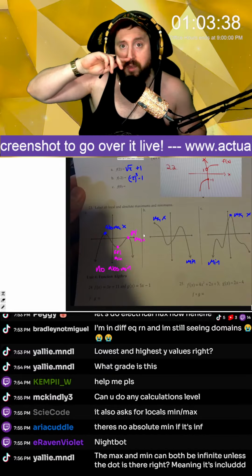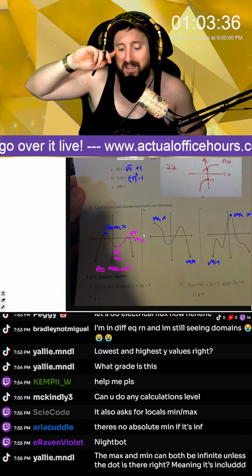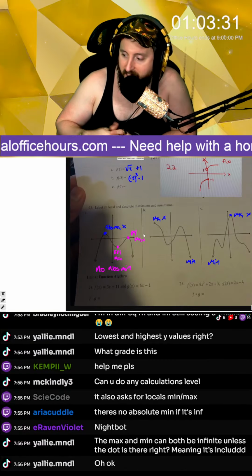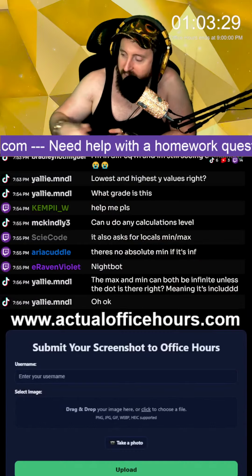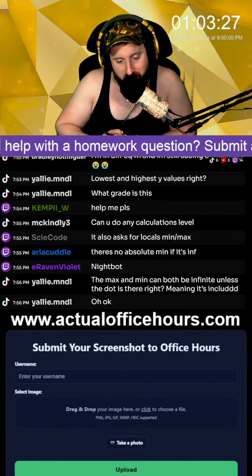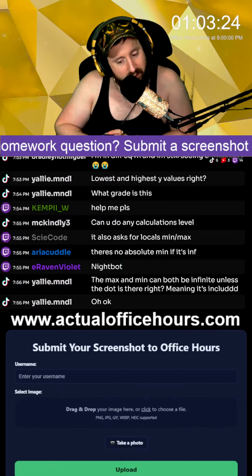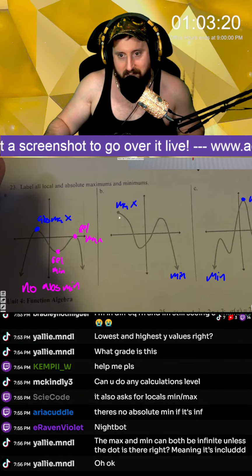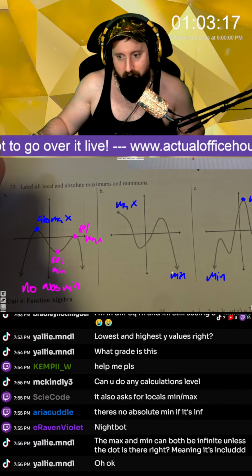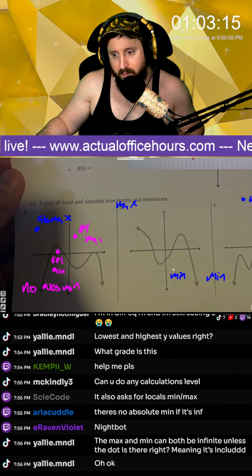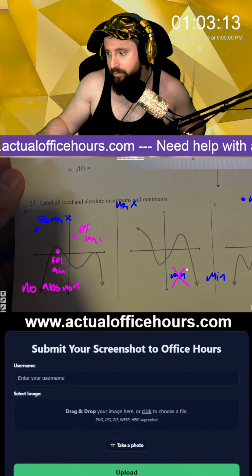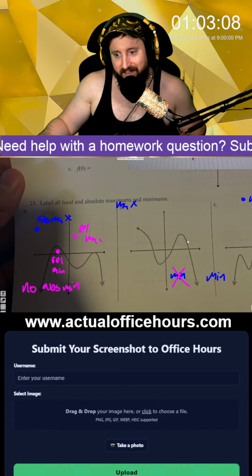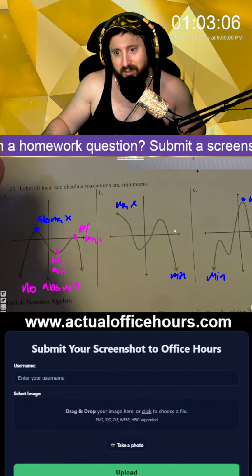The max and min can be both infinite unless a dot is there. So apparently, and this is kind of a semantic thing in math land, but I think you can't have a max or min be infinity. When you say absolute max, for instance, that can be this, but you can't say the absolute min is infinity. I was wrong here. Freaking math and their rules. I know. They do have some rules.